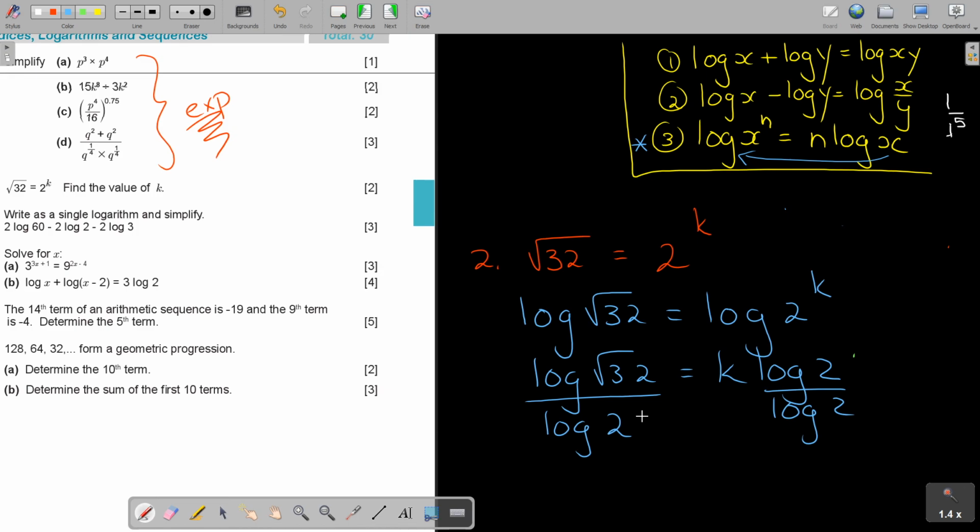And then you take your calculator and you're just going to say log of square root 32 equals, divide by log 2 equals, and therefore I get 2.5 equals k, so therefore k is equal to 2.5. So you could have done it with exponents or you could have done it with logs. So we always do it when the unknown is on top, if it's in the exponent or in the index. That's what we call it. In the next video, I will look at sequences.